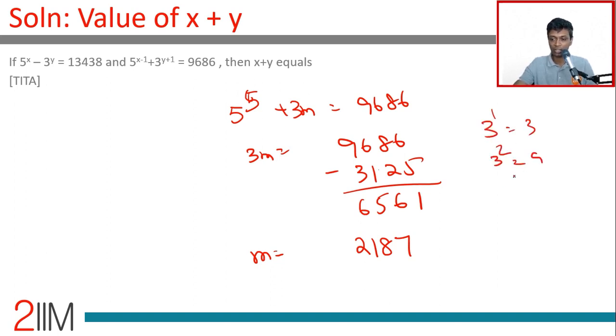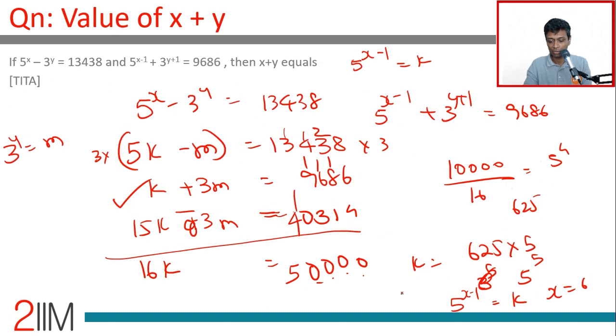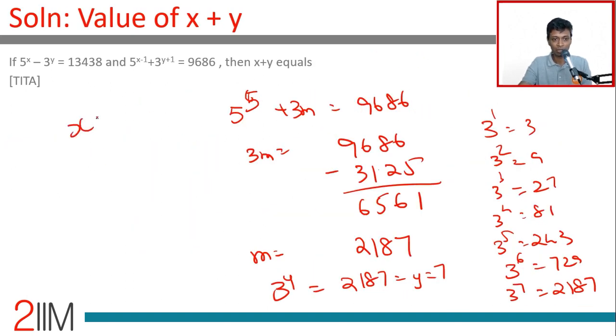3^1 is 3. 3 square is 9. 3 cube is 27. 3^4 is 81. 3^5 is 243. 3^6 is 729. 3^7 is 2187. m is 3^y. 3^y is 2187, or y is 7. We got x to be 6. x is 6, y is 7. x plus y is 13.